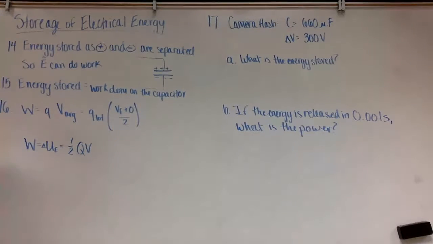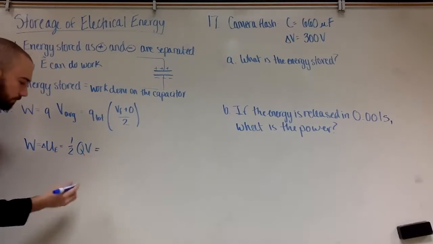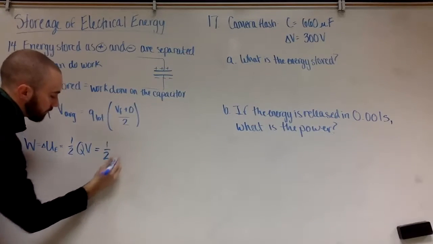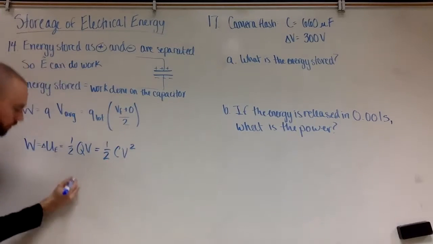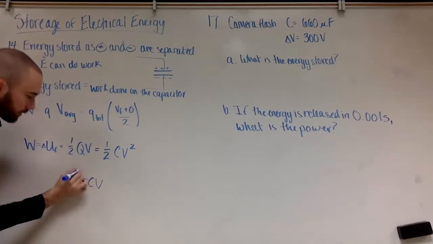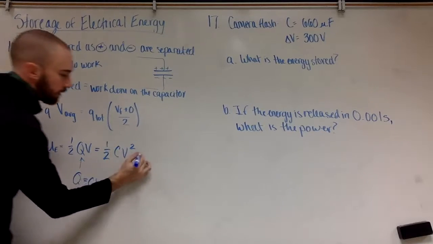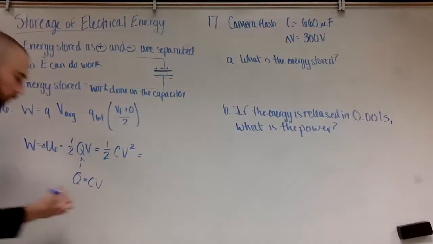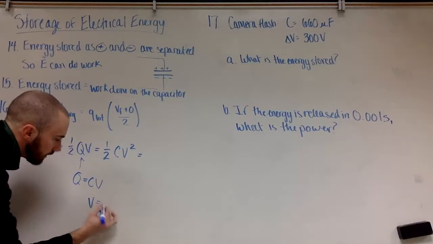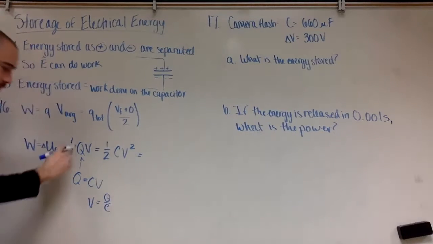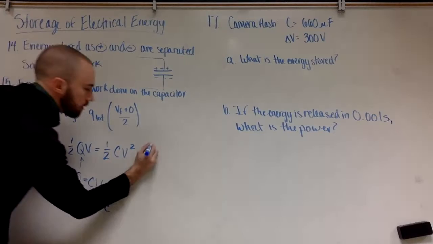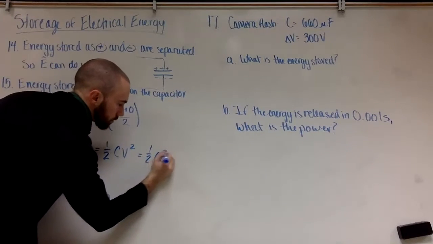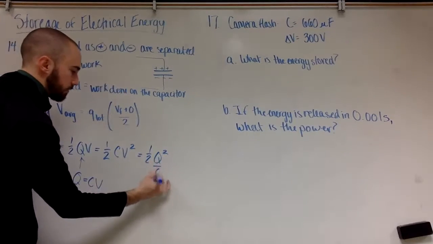Now we can start using the capacitance equation to substitute variables in here. So if we use Q equals CV, we can plug in for Q. What we're going to get is 1/2 CV squared. Just remember, because Q equals CV, we plug this in there. Now if we plug in for voltage, voltage is going to equal Q over C. So if we plug into this one, what we're going to get is 1/2 Q squared divided by capacitance.